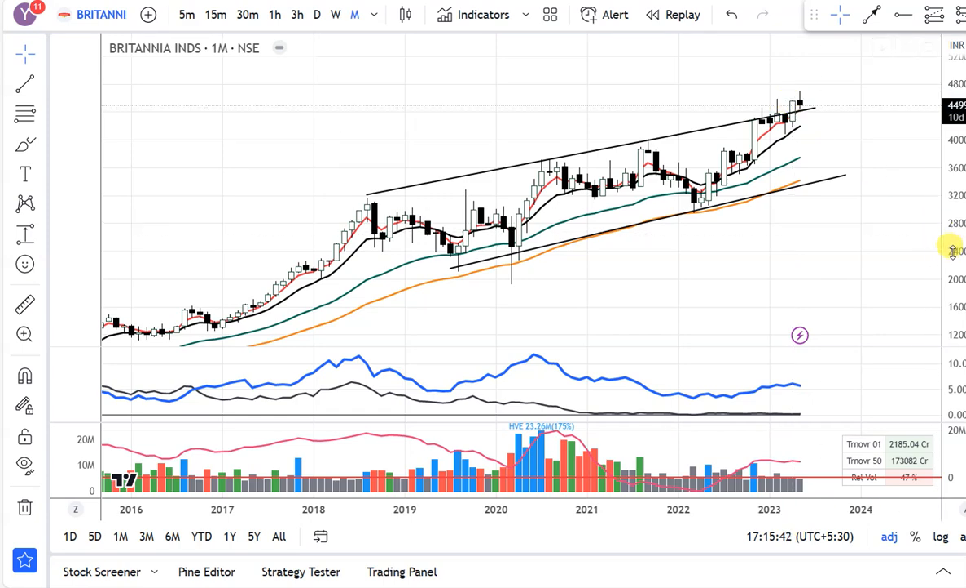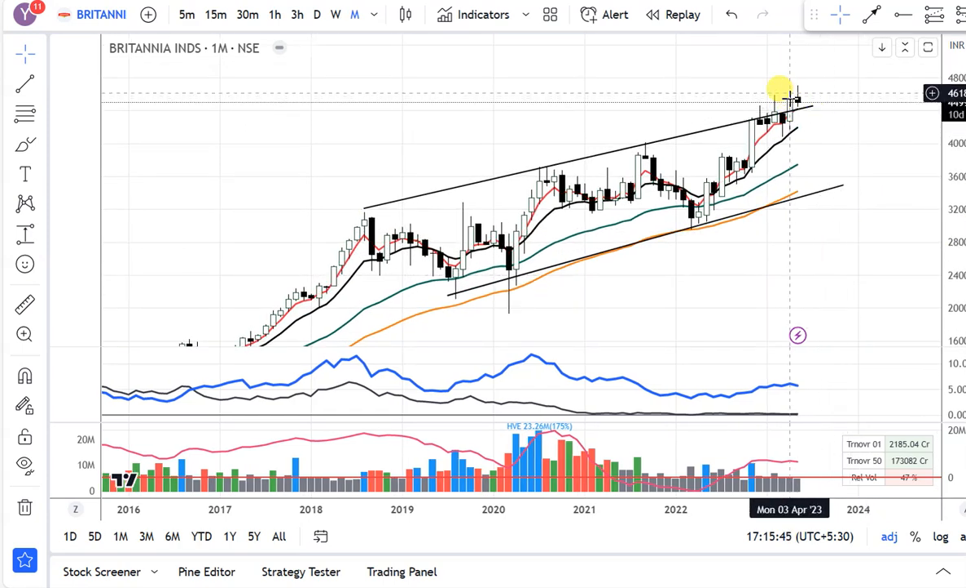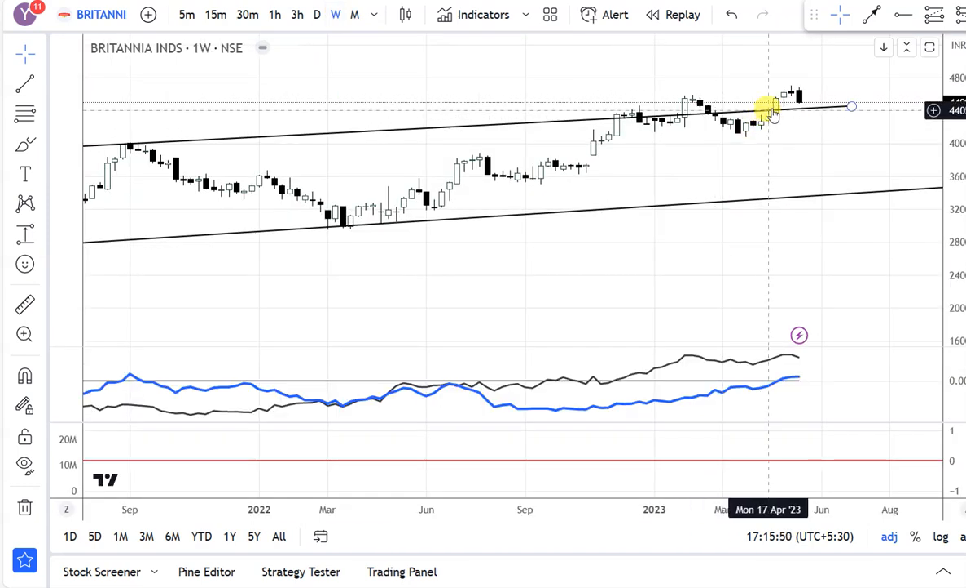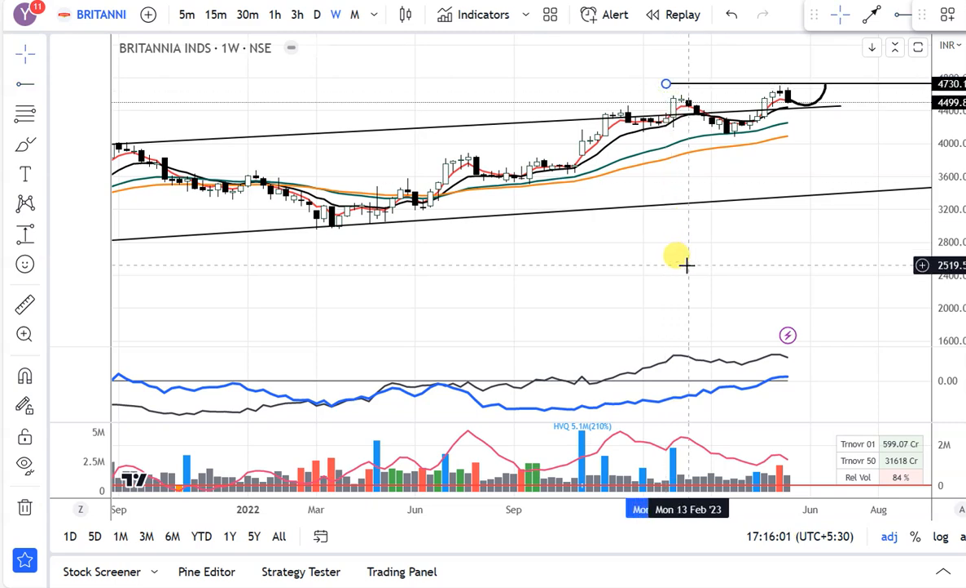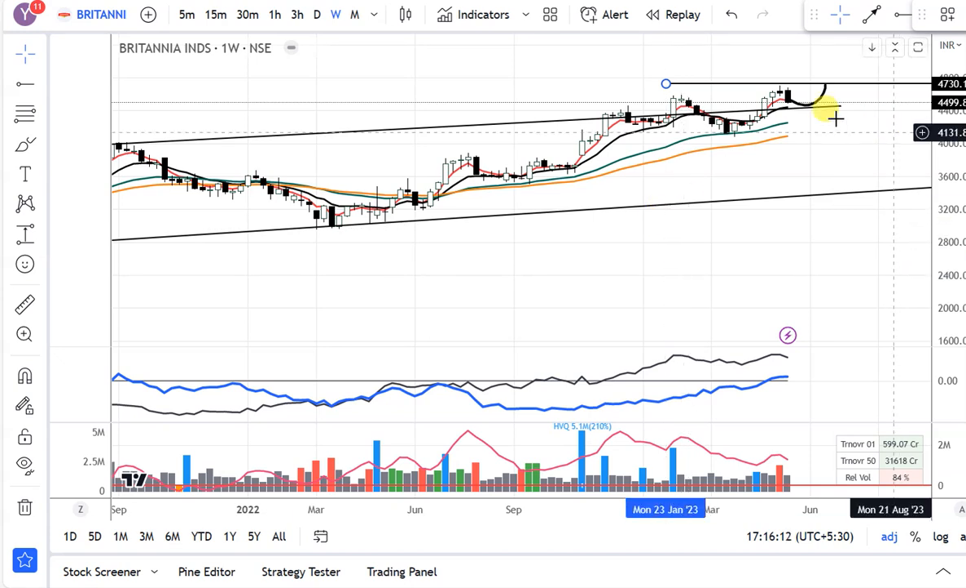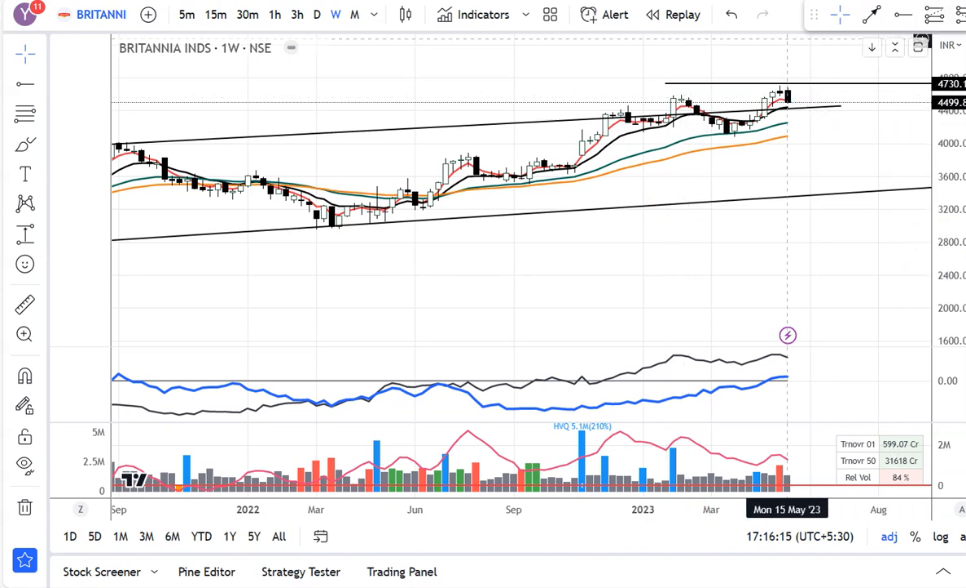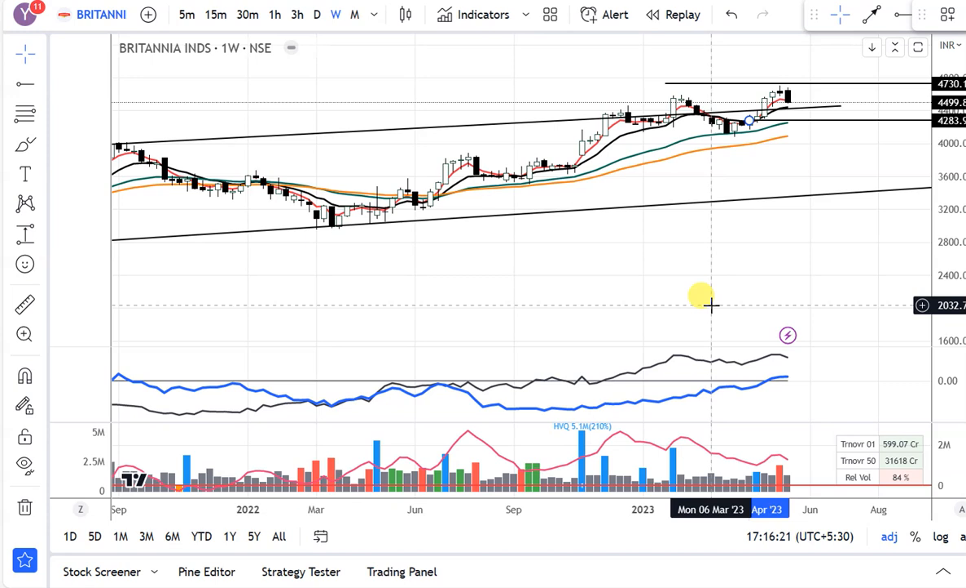So on the weekly time frame, what are we going to do? It has gone up. It will take a retest, I feel, over here, and it should go up again from here. On the weekly time frame, if Britannia gives a closing above 4,730, that can be considered a strong area to look for, and the weakness area is 4,280 rupees. So from 4,730 to 4,280 rupees, keep a watch on the stock.